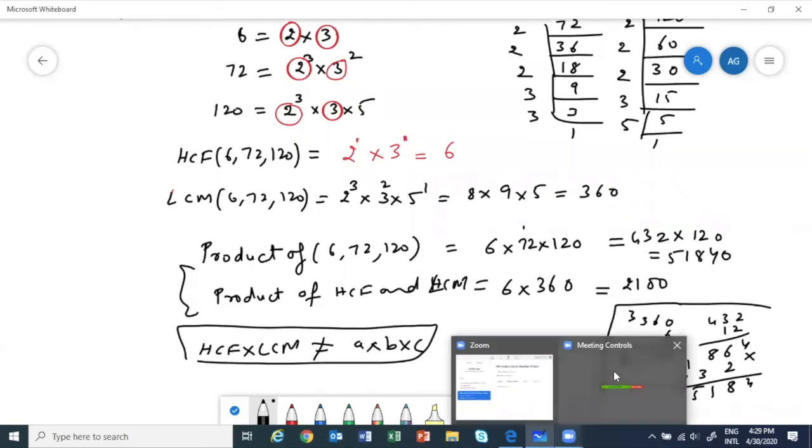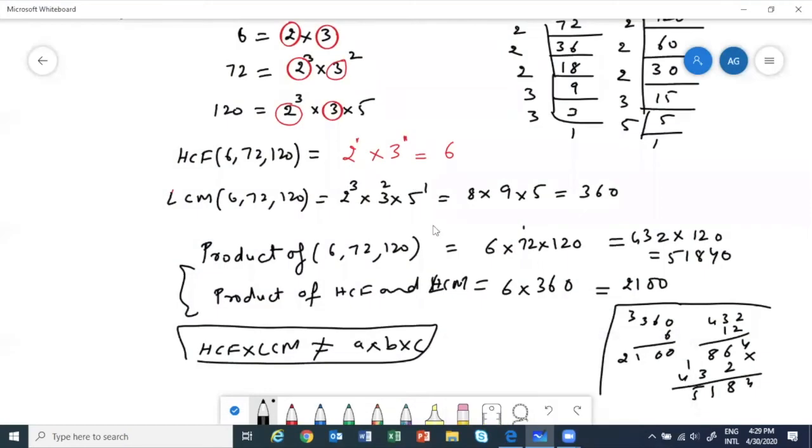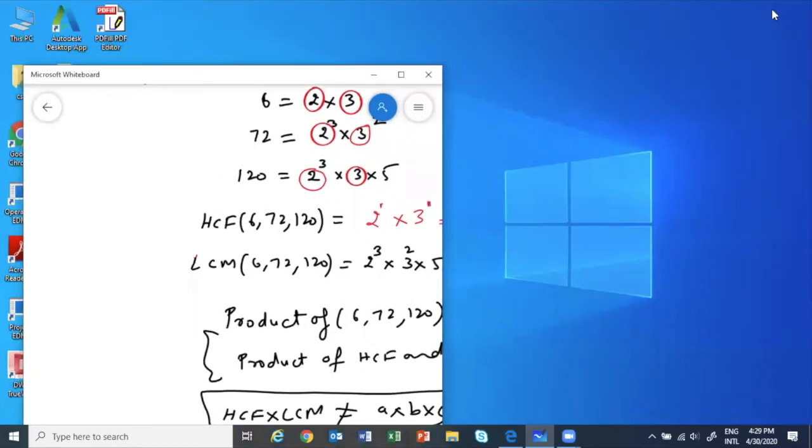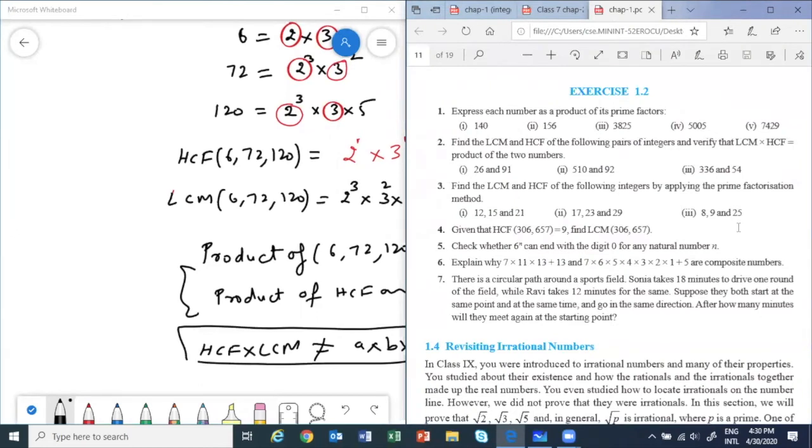Any doubt? Anybody? Okay. So I'll open the exercise, then we'll do the exercise. So students, we are going to do exercise 1.2. See first question, express each number as a product of its prime factors. Easy, please do.